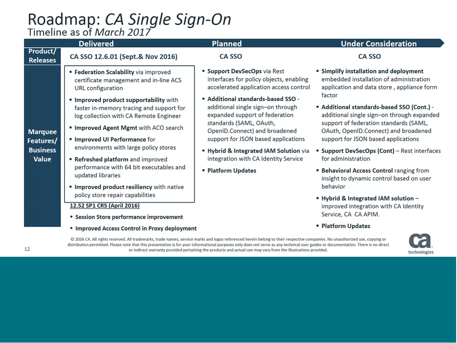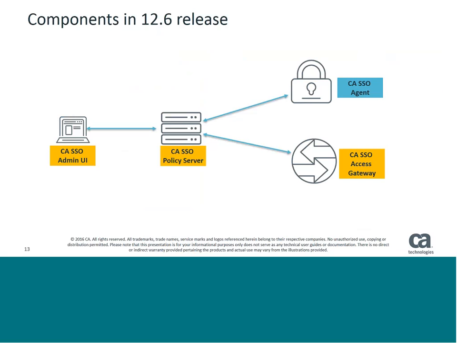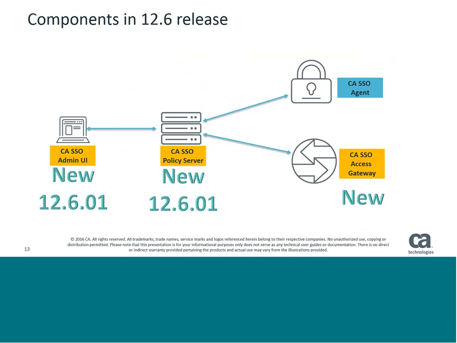12.6.1 was released in November 2016. We provided federation-related enhancements, improved UI performance, and 64-bit platform support, resulting in improved performance and product resiliency. The components that were released in 12.6 were SSO admin UI, policy server, and access gateway. There were no new releases of web agents here. So with the newer version of policy server, we continue to support backward compatibility with the old agents.